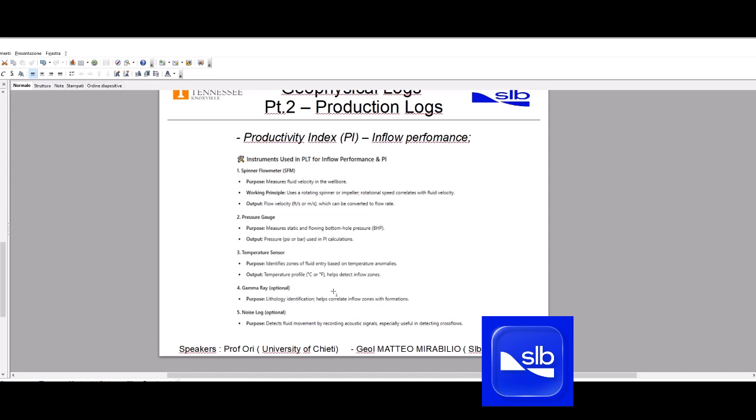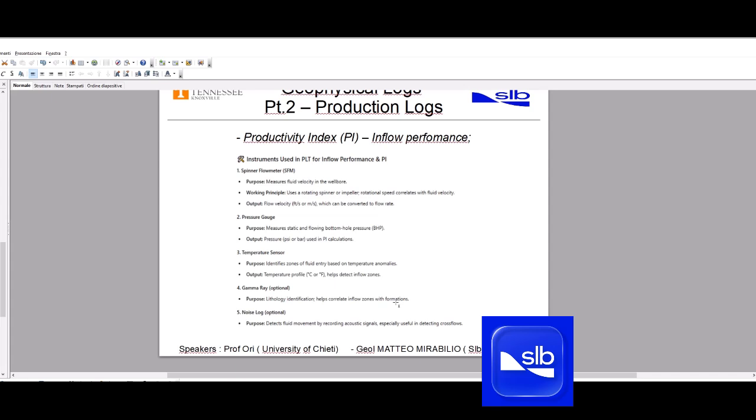What else can help to estimate productivity index? An optional tool, not imposed but really recommended, is the gamma ray log. The purpose is lithology identification and correlation, helping to correlate inflow zones with formation, so we establish from which geological formation the oil and gas comes.